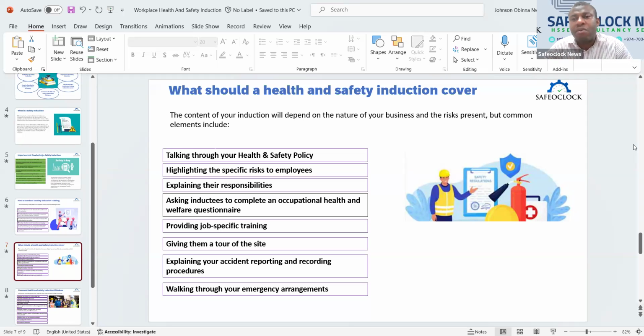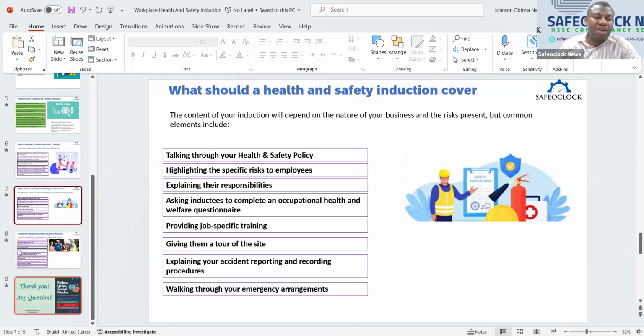After the induction has been completed, they all have their PPE. You take them around the site, showing them physically those points or those areas that we are mentioning, like assembly points, like emergency escape routes. You show them physically those things you were talking about during the classroom induction. So it's a very good practice that we can implement, especially if you are not doing that at the moment.